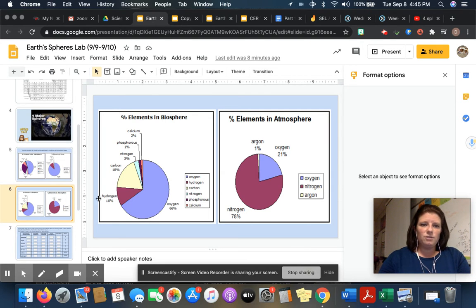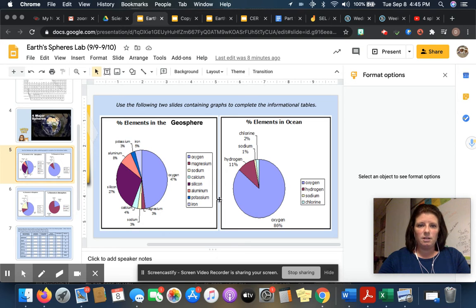As you can see, each of these pie charts are vastly different. They also have a different number of elements in them and a different percentage. So the geosphere has 1, 2, 3, 4, 5, 6, 7, 8 elements that are predominantly found. Okay, we have other ones too, but they're so minimal compared to the amount of these 8 have that we can't even classify them and put them on this pie chart. The elements in the ocean only have 1, 2, 3, 4. As you can see, they may have some that are similar and some that are different.